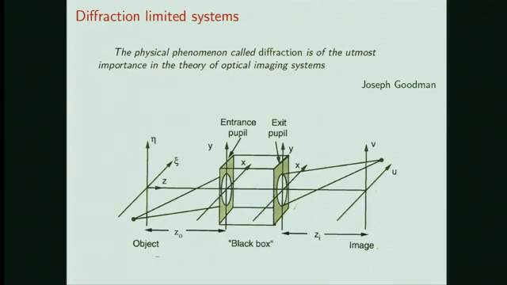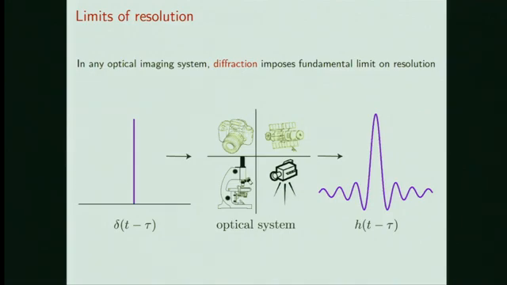And so, of course, it limits the resolution at which you can observe objects. In particular, light will have to go through a pupil element, and the fact that light is going to go through a pupil element means that it's going to give an ultimate limit of resolution, which we're going to discuss. So, in any optical imaging system, diffraction imposes a fundamental limit on resolution.